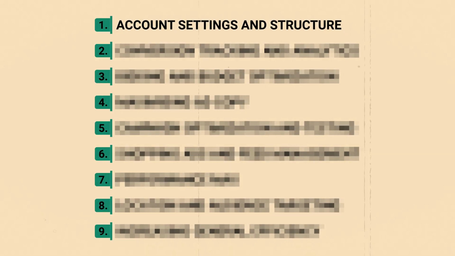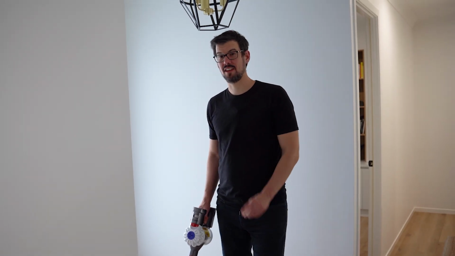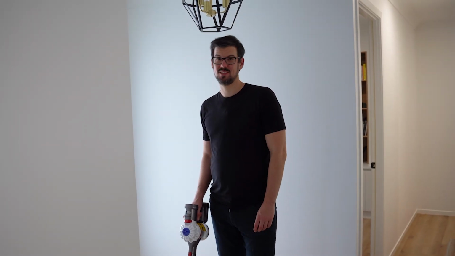1. Account settings and structure. First things first, let's get your house organized. Think of this as the Marie Kondo moment for your Google Ads account. You're about to declutter all the chaos so that you stay in control. Because trust me, auto recommendations don't spark joy.